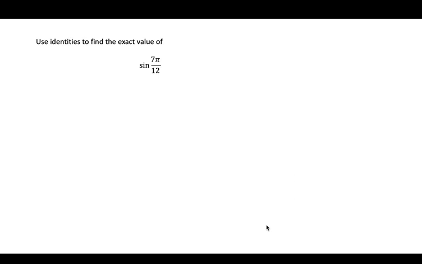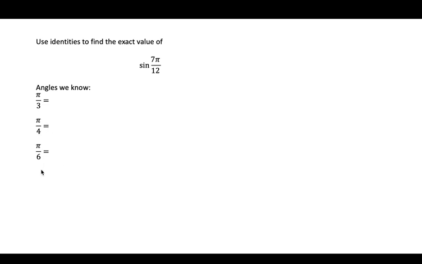So in your assignment, you're going to be asked questions like this. Use identities to find the exact value of the sine of 7 pi over 12. This angle is in radians, so you want to think about the angles that you know. Pi over 3, pi over 4, pi over 6, that's just 3 of them. Pi over 3, remember the 60-degree angle, 45-degree angle, and 30-degree angle here.